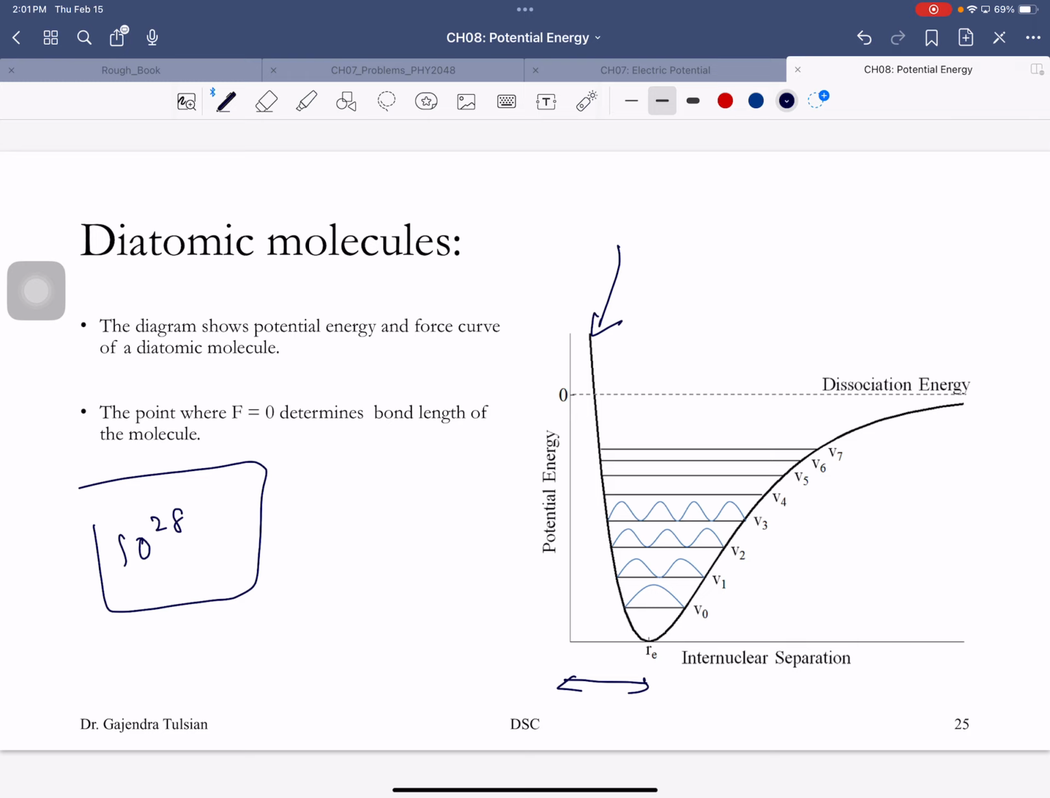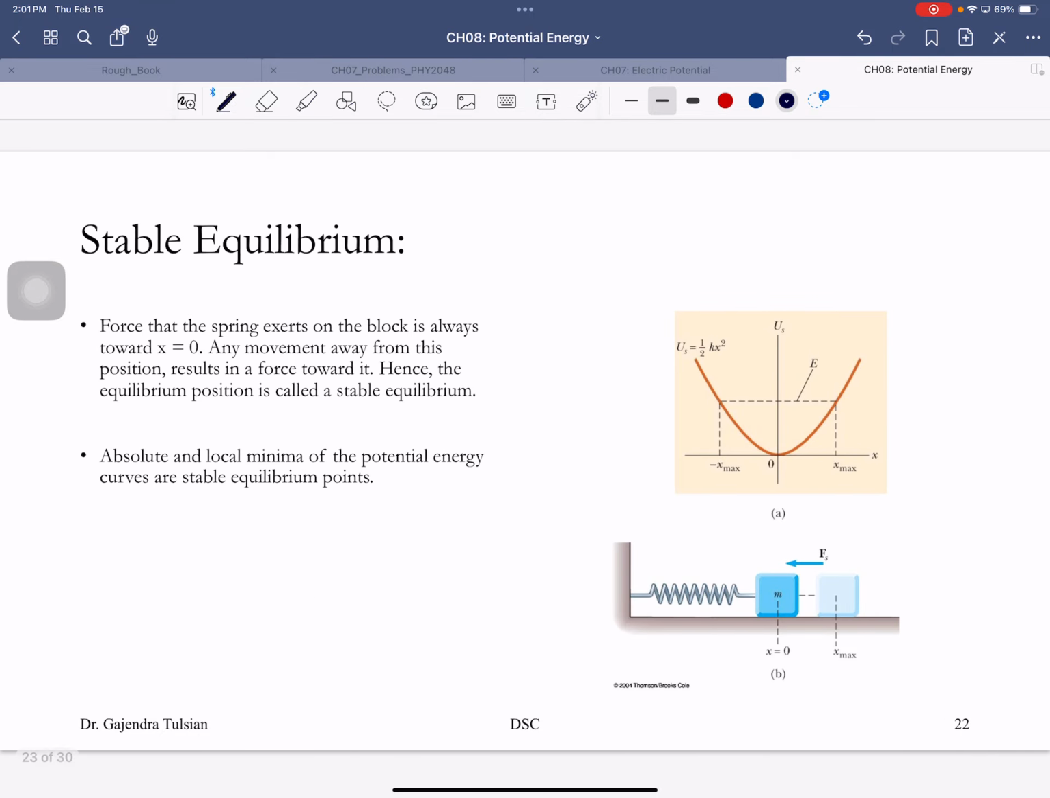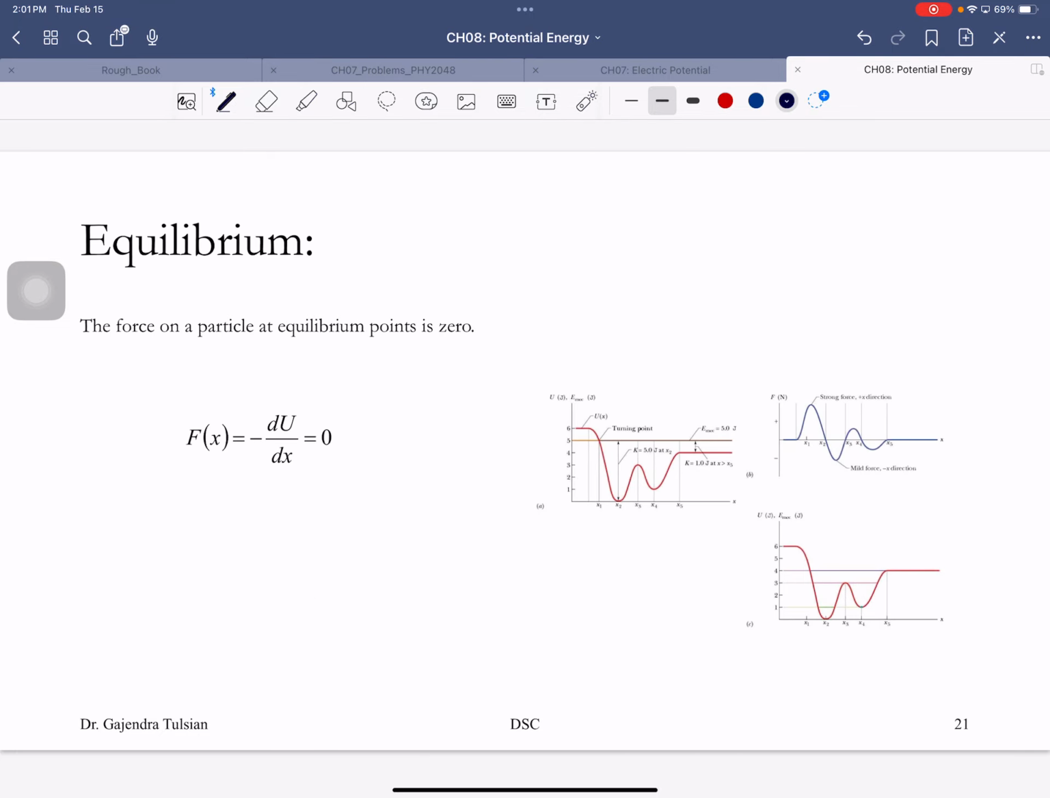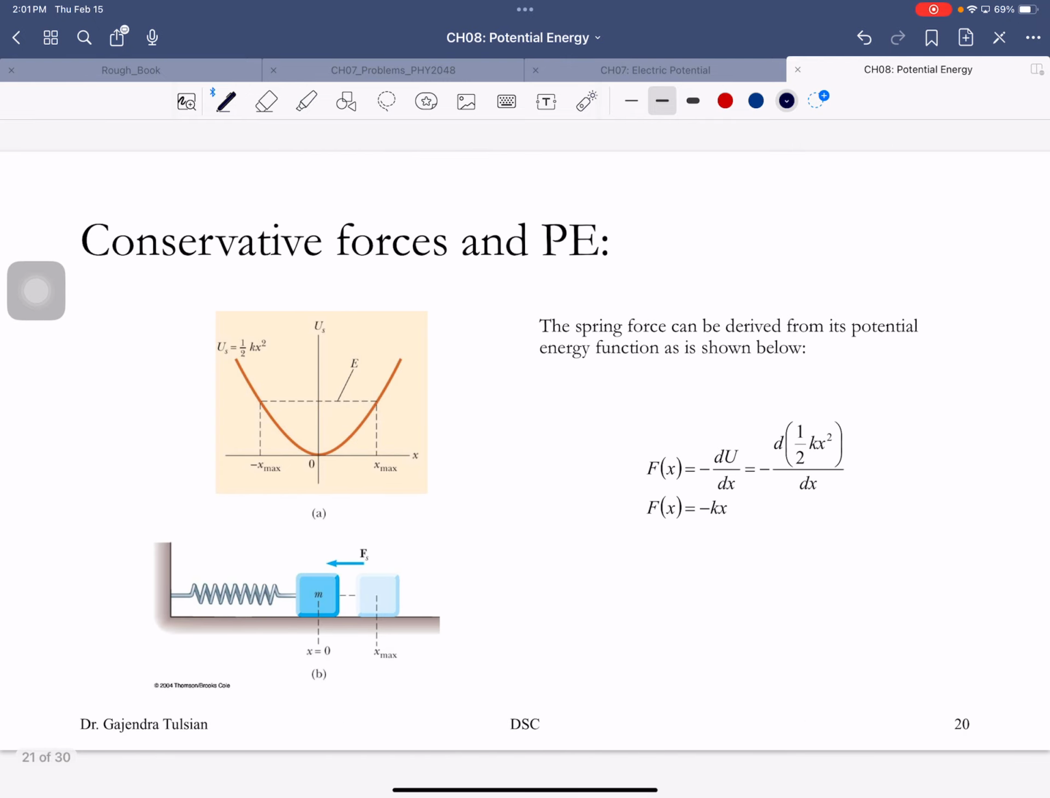Now that's a classical statement. Quantum mechanics has something more to say, but we won't get there. We won't talk about that right now. I want to tell you one more thing. Do you guys have any questions at this point? I know that was a lot of information. Okay.